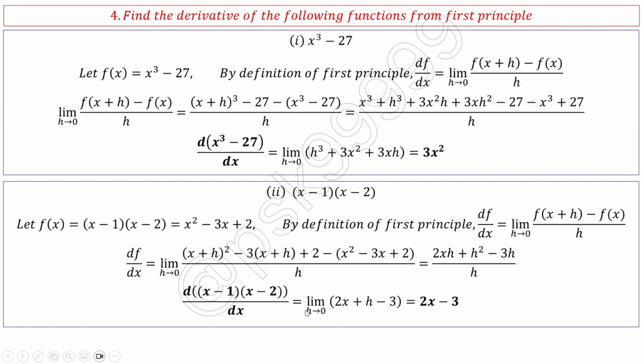Okay, so limit h tends to 0. 2x plus h minus 3, h is 0, so it is nothing but 2x minus 3. Okay, so this is the derivative of (x minus 1) into (x minus 2).